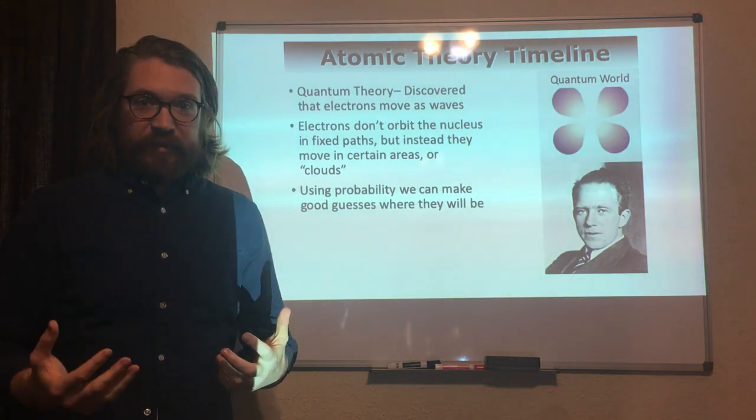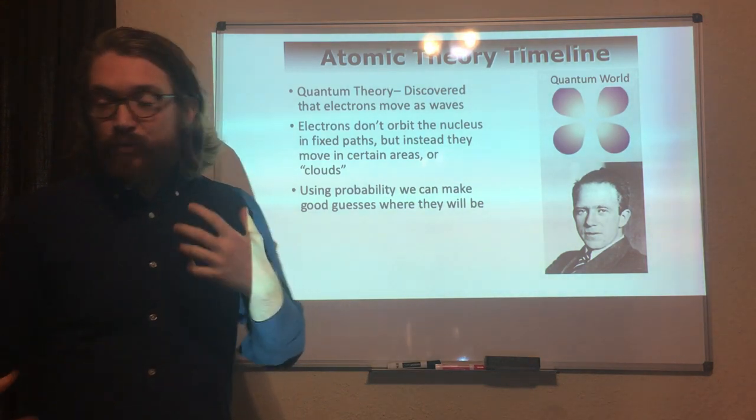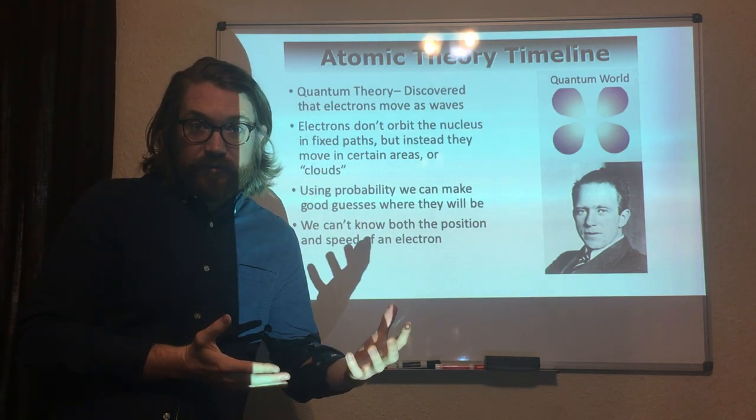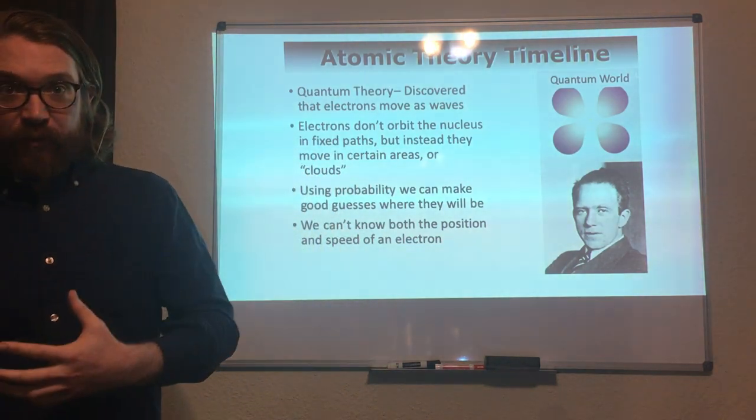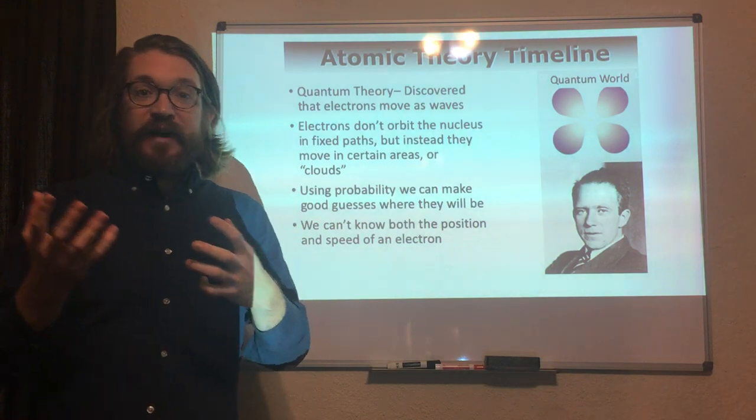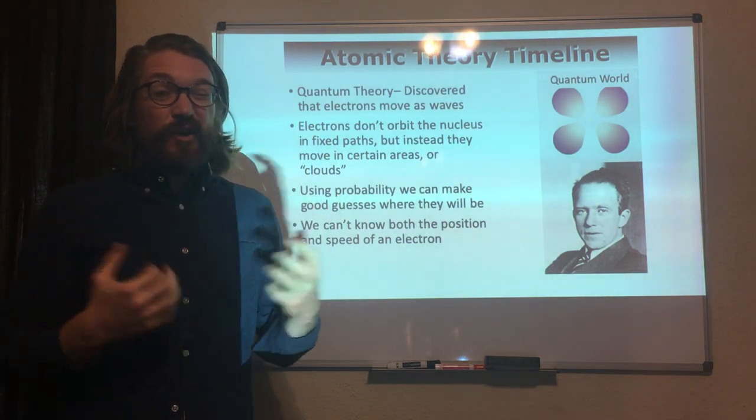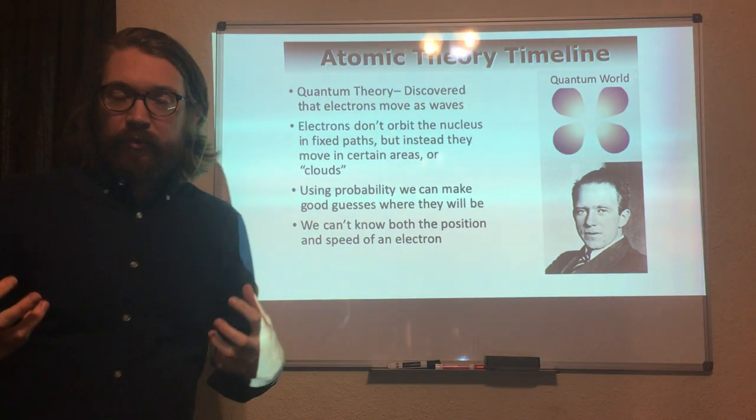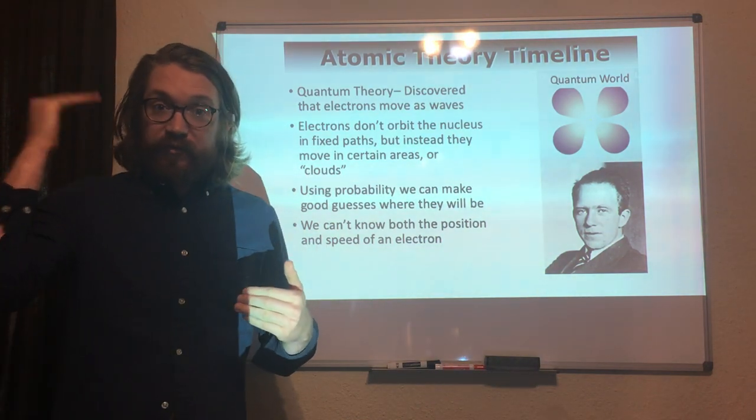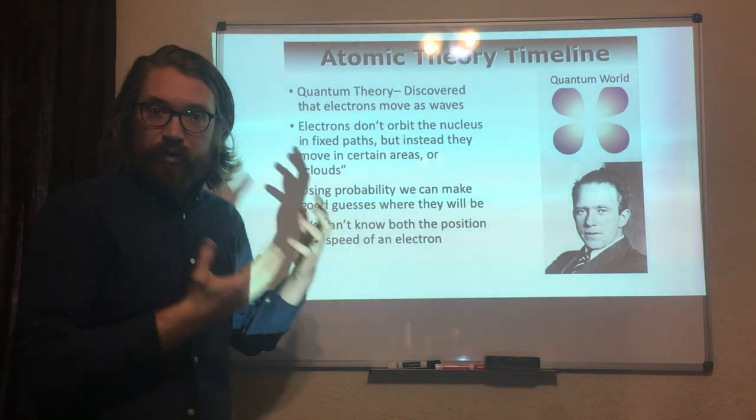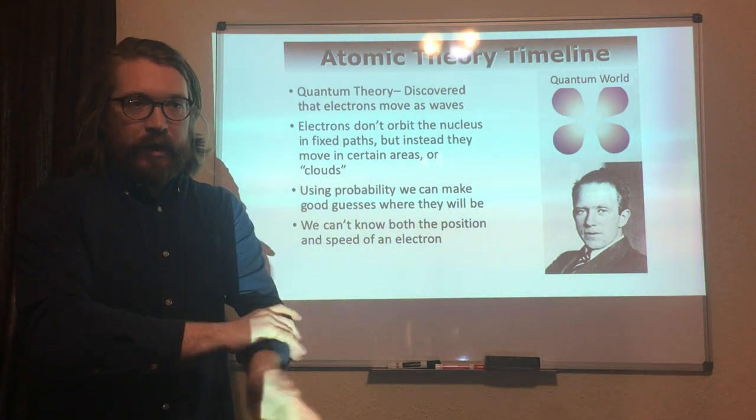One of the big things about this theory, though, is that we can never know where an electron is and how fast it's going. Because as soon as we start to measure how fast it's going, we disrupt its position and it moves. This is called the Heisenberg uncertainty principle. This is some pretty upper level stuff. But this is the world of quantum mechanics that we've come to now.